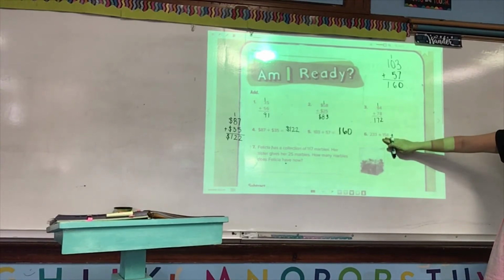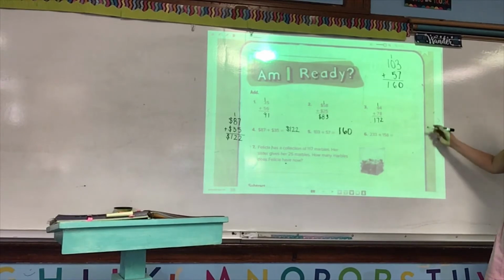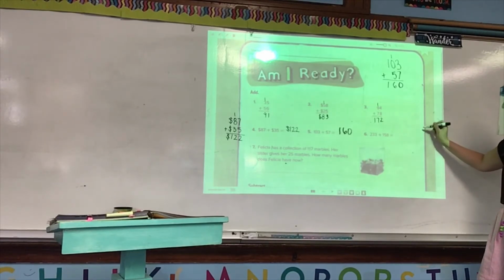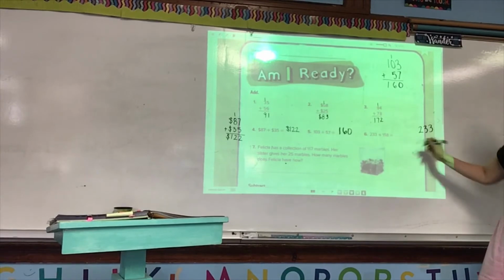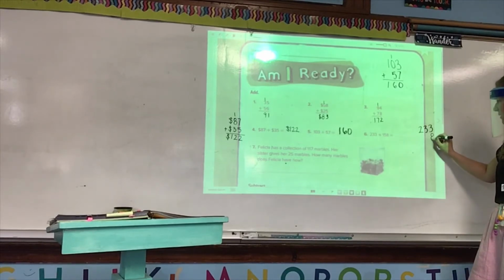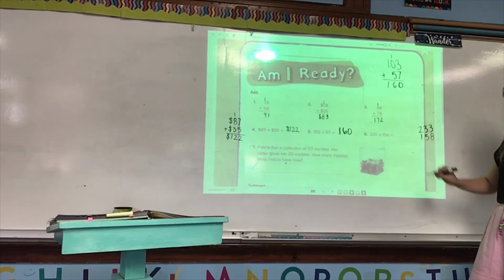Can somebody help him out? Victoria? Up and down. So I'm going to make sure I line my numbers up correctly. I'm going to write my first number, 233. Then I'm going to write my second number backwards so I can make sure that I line them up correctly. The 8 is in the ones place. The 5 is in the tens place. The 1 is in the hundreds place.